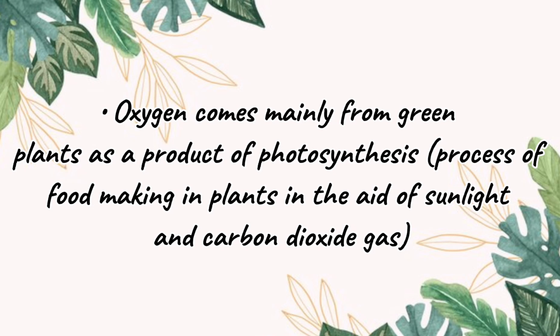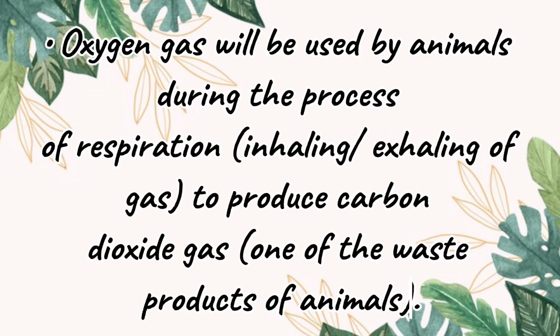Oxygen comes mainly from green plants as a product of photosynthesis, the process of food making in plants with the aid of sunlight and carbon dioxide gas. Oxygen gas will be used by animals during the process of respiration, inhaling and exhaling of gas, to produce carbon dioxide gas, one of the waste products of animals.